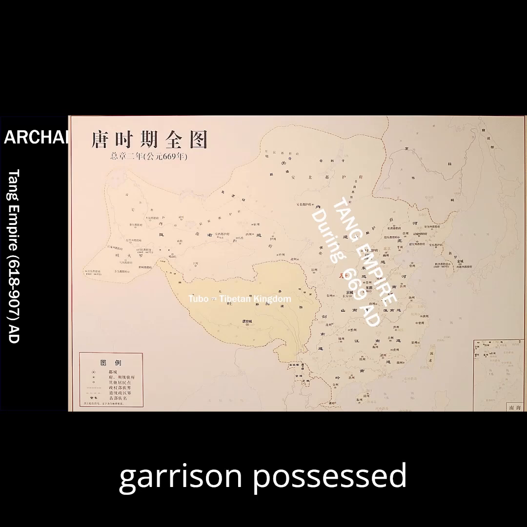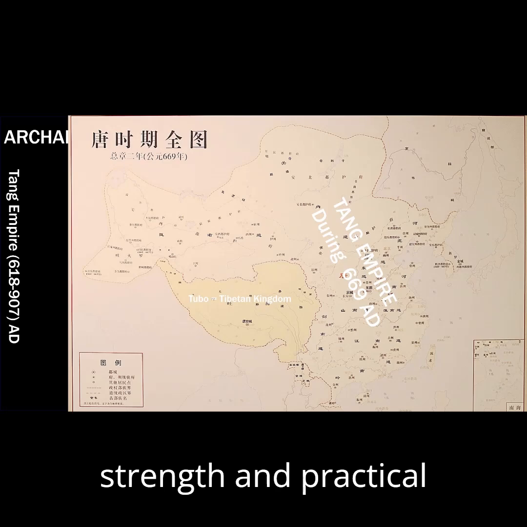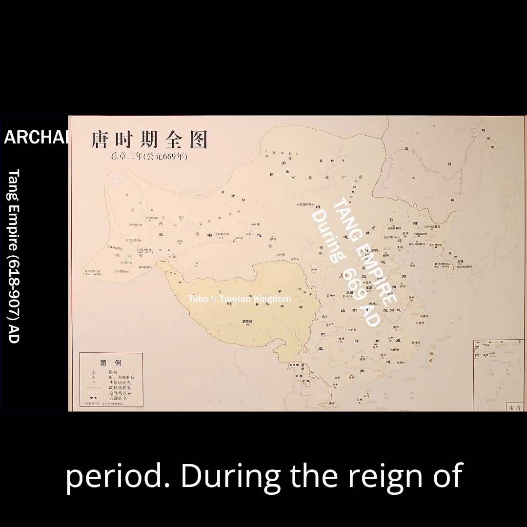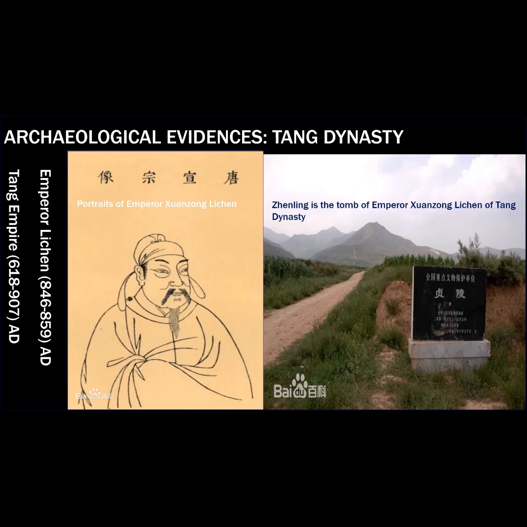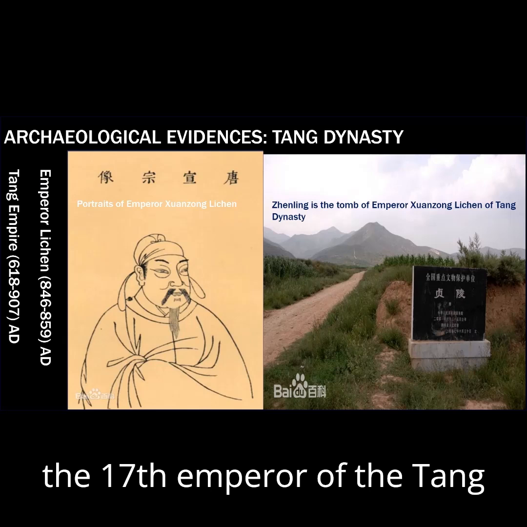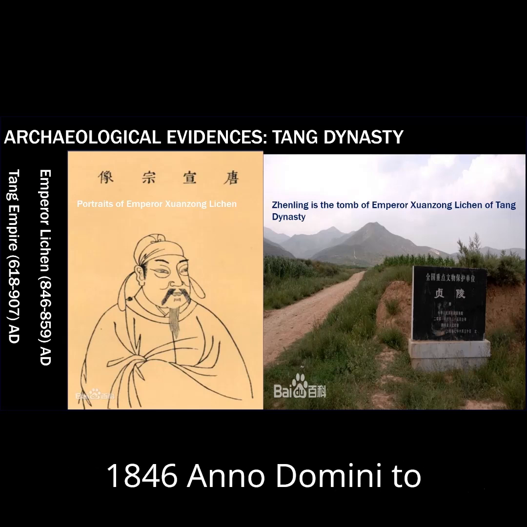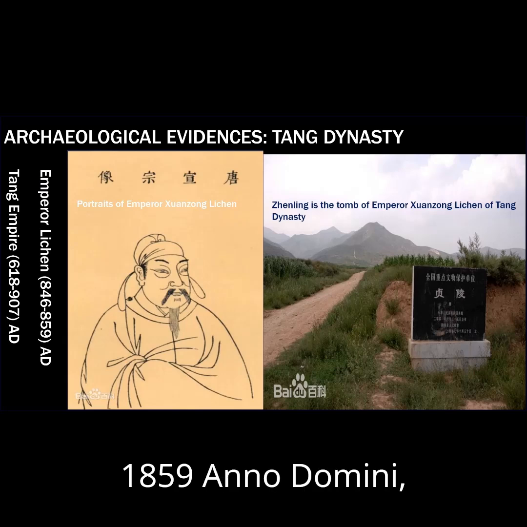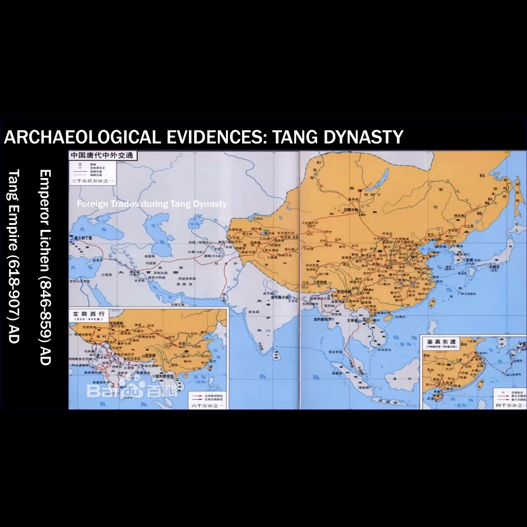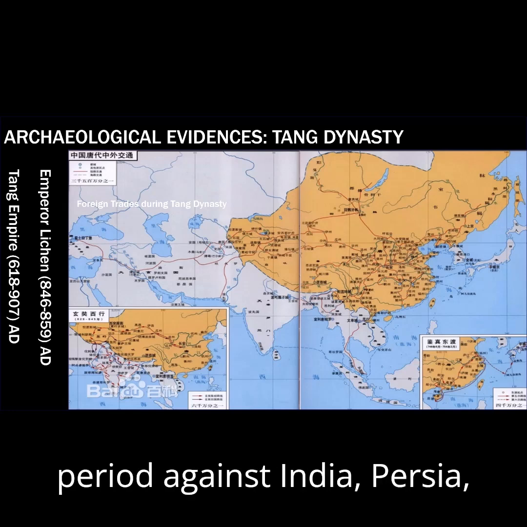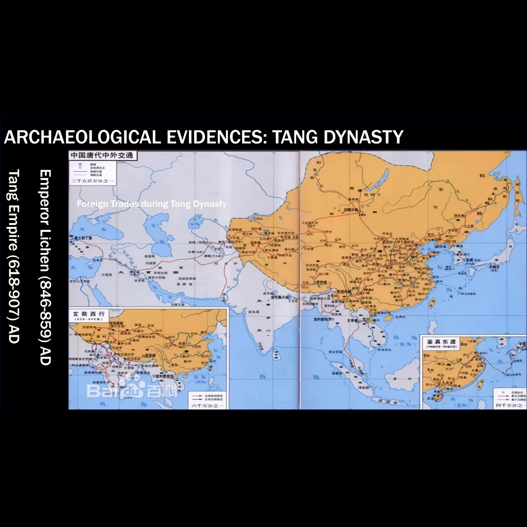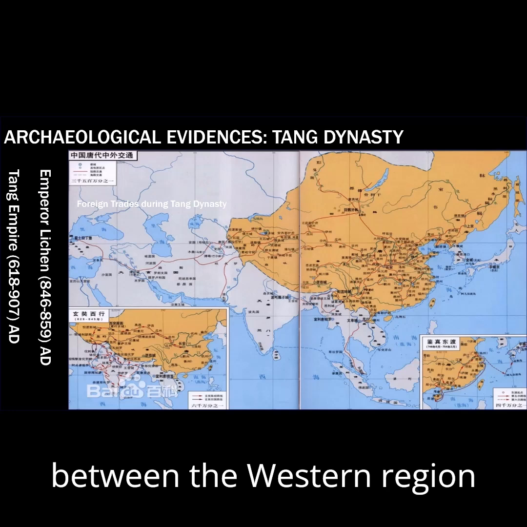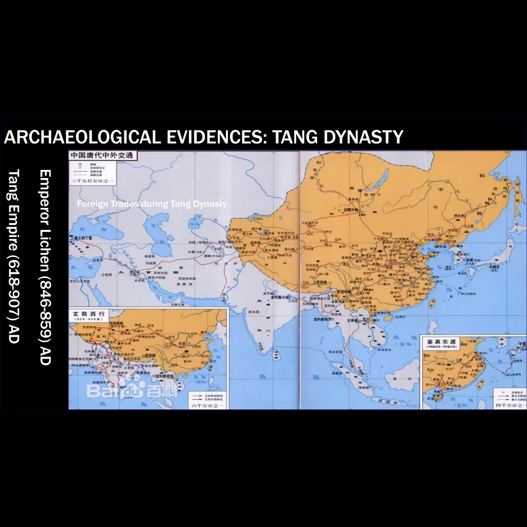The western garrison possessed considerable military strength and practical experience during this period. During the reign of Emperor Xuanzong Li Chen, the 17th emperor of the Tang Dynasty, who reigned from 1846 Anno Domini to 1859 Anno Domini, multiple military expeditions were conducted during his period against India, Persia, and Central Asia, which revealed the relationship between the Western region and Chinese Empire.